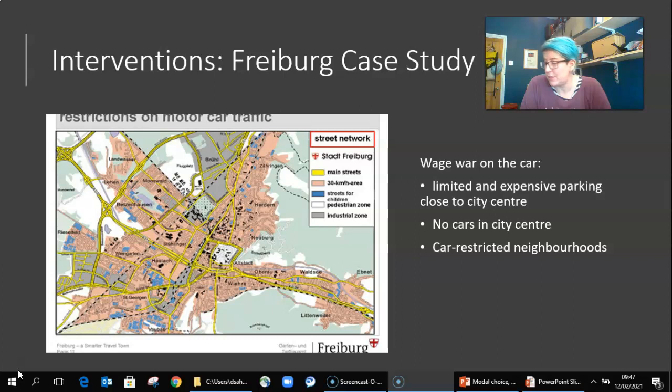And to finish this presentation by revisiting an old friend, the city of Freiburg, which I know that you have explored as a case study on other modules before.